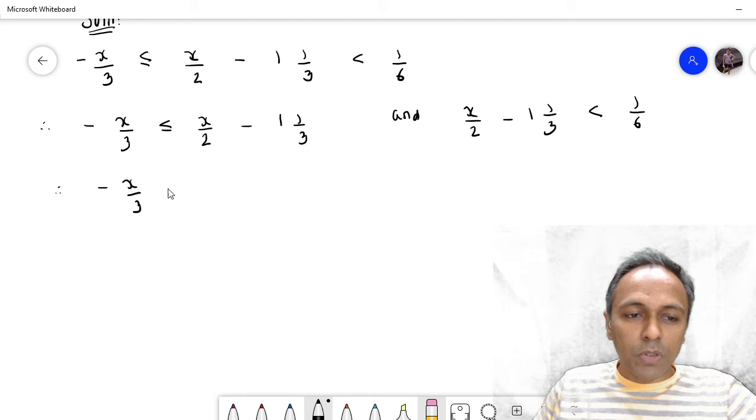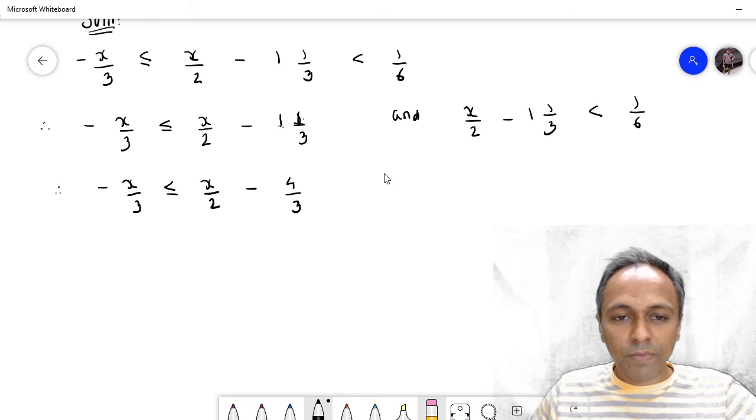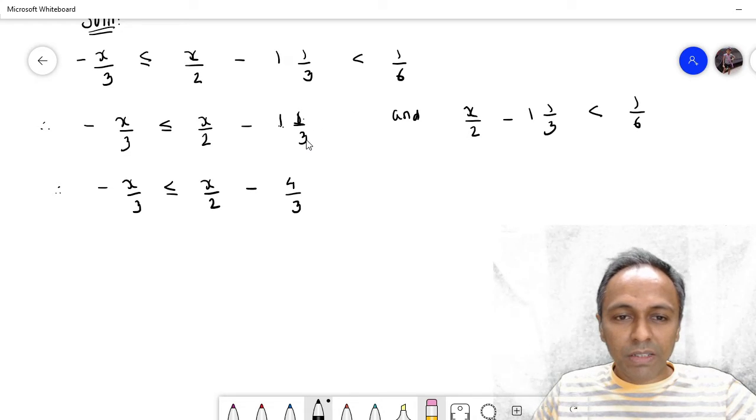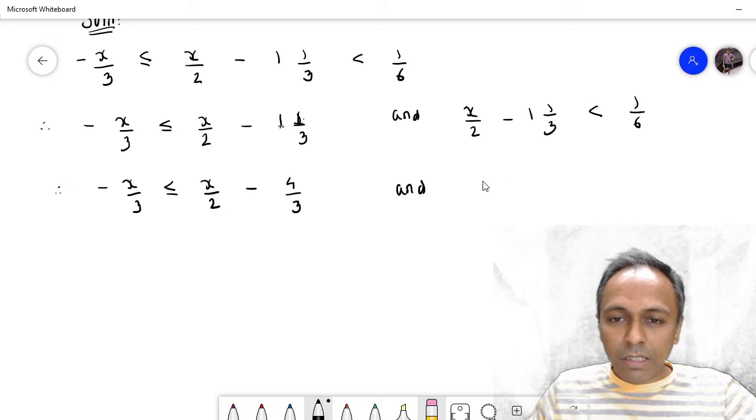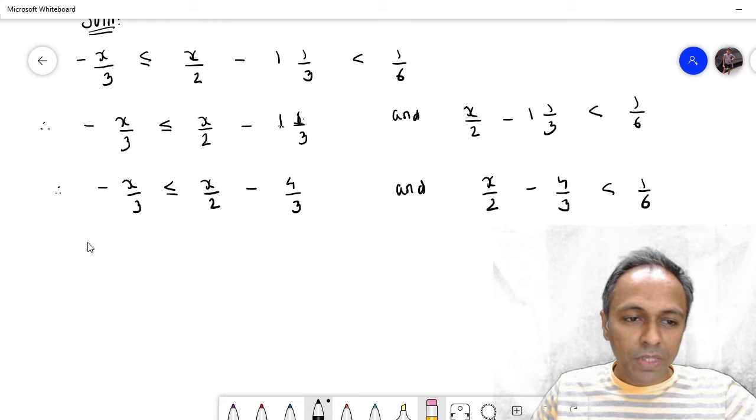Therefore, minus x upon 3 is less than or equal to x upon 2 minus, this is a mixed fraction, 3 into 1, 3 plus 1. So 3 plus 1 will become 4 upon 3. Some students make an error here. Let's be careful. 3 ones are 3 plus 1, 4 upon 3. And x by 2 similarly minus 4 by 3 is less than 1 upon 6.